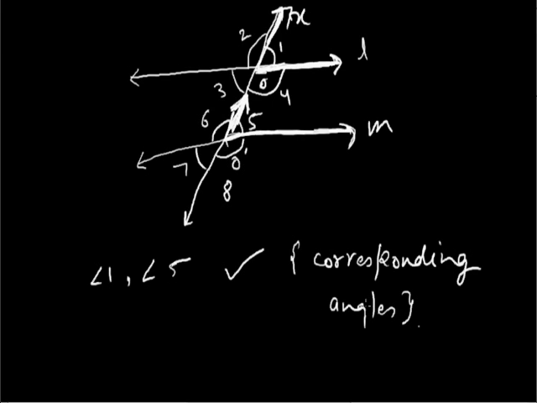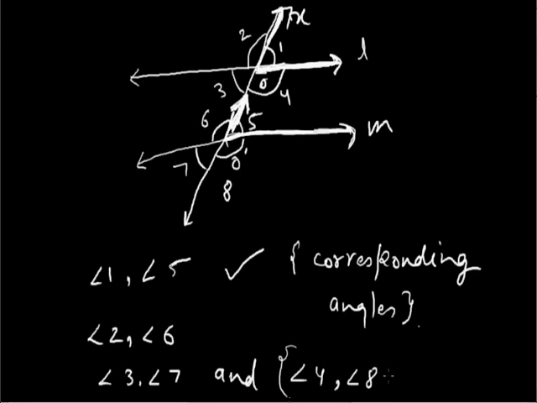Similarly, when we check various angles, we get angle 2 and angle 6, angle 3 and angle 7, and angle 4 and angle 8. These angles form the pairs of corresponding angles. There is no other pair of corresponding angles for this diagram. Alright, now I think you are clear with the concept of corresponding angles.